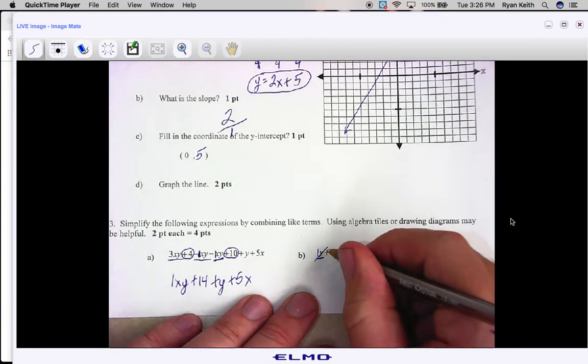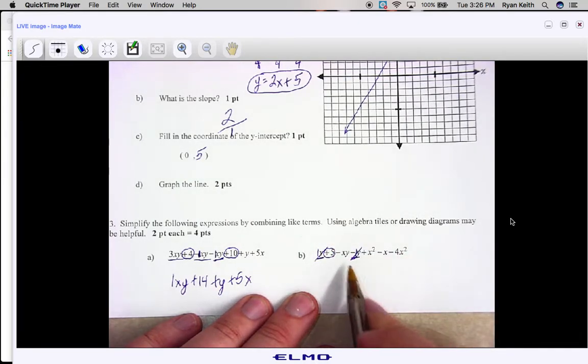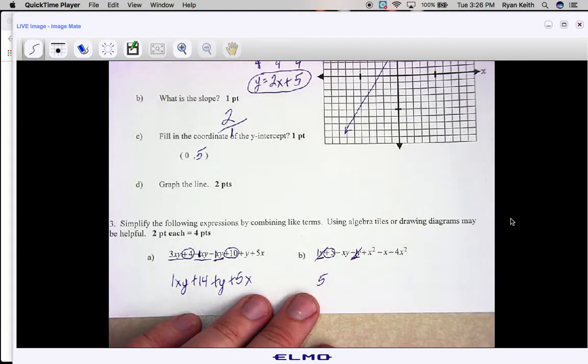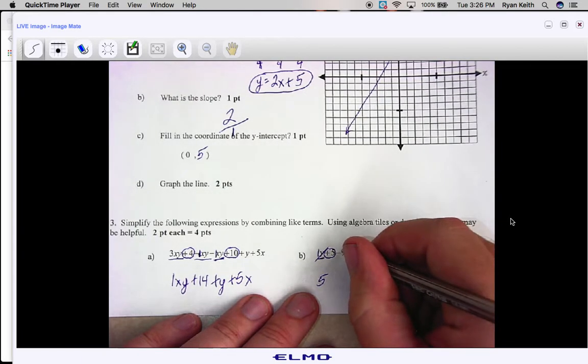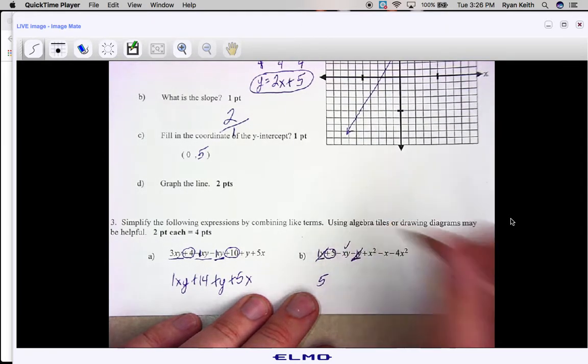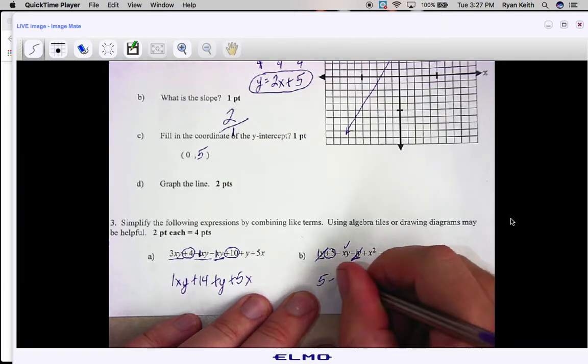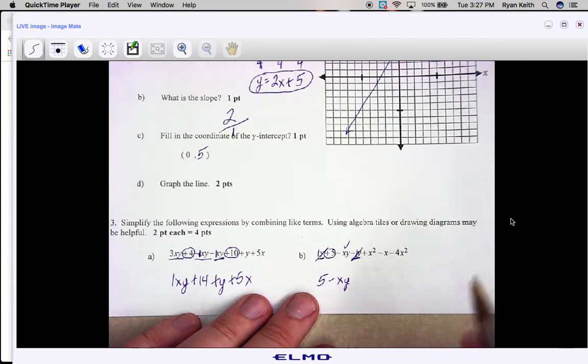5. Are there any numbers that go with 5? No. So I guess 5 is in there. Negative xy. Here's a check mark above it. Any other xy's? No. So that's part of my answer also.